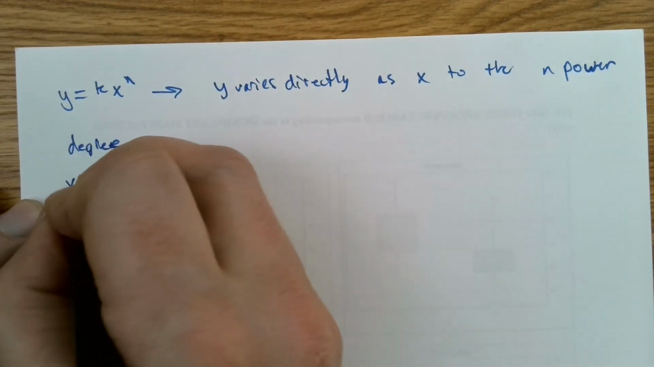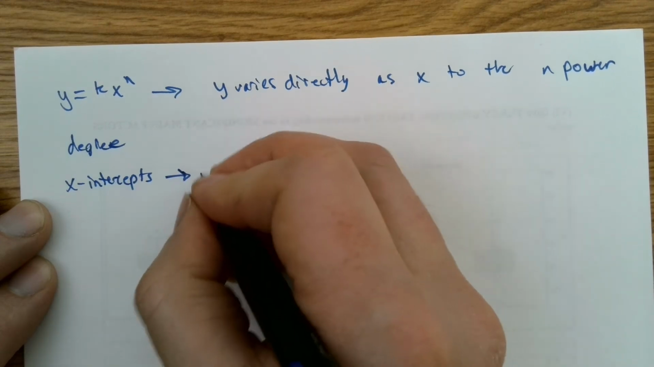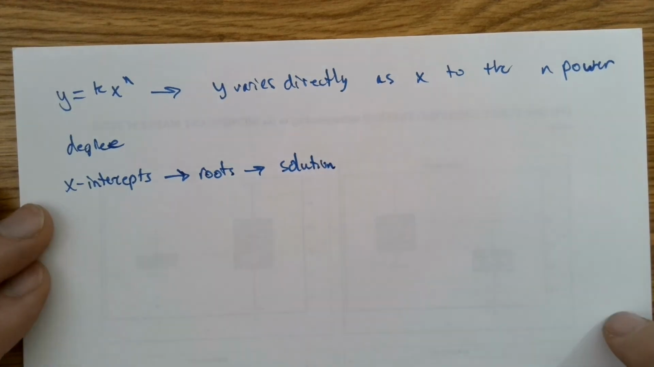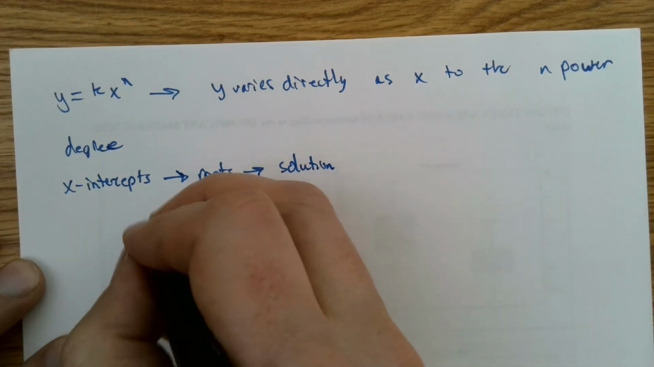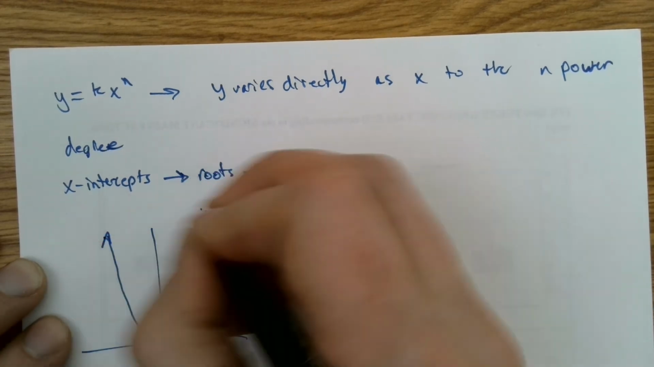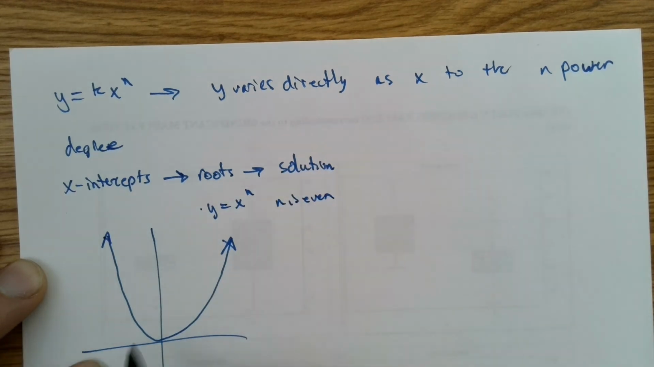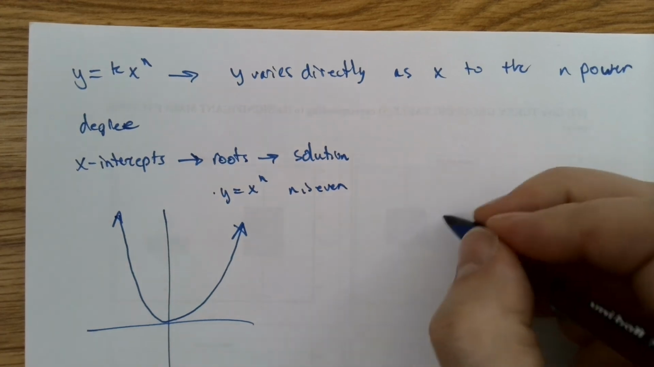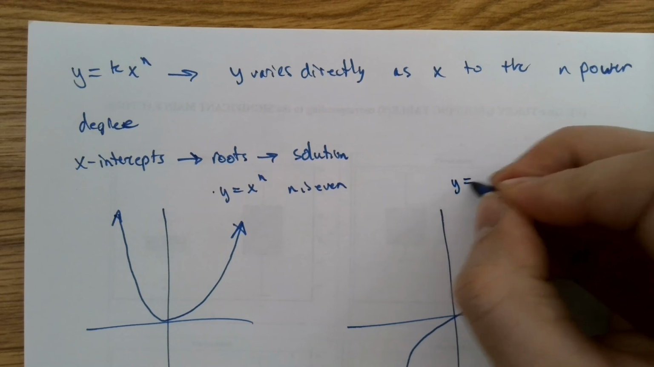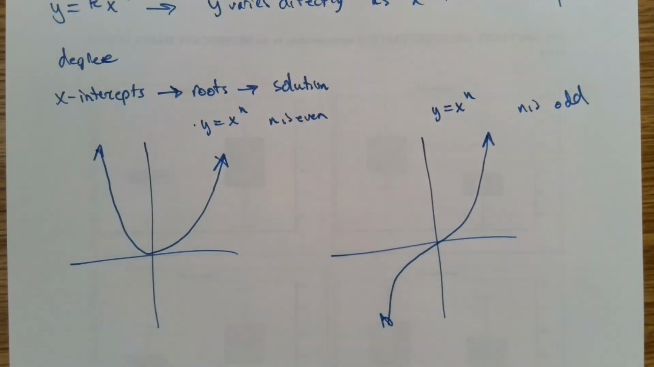We found the x-intercepts, which are very similar, as I noted before, to the roots, which are similar to the solutions when that polynomial equals 0. And we learned the connection of the graphs. So something that looks like this was y equals x to the n power, where n is even. And this basic shape is what we see the whole time. And then the other one looked like this. Again, y equals x to the n, where n is odd. And there were just variations on that shape.